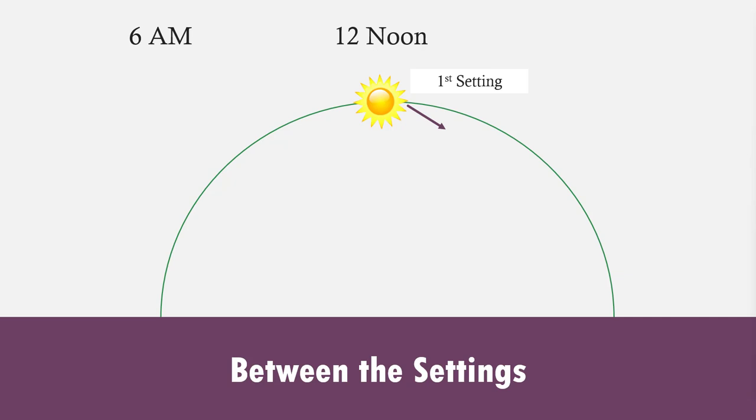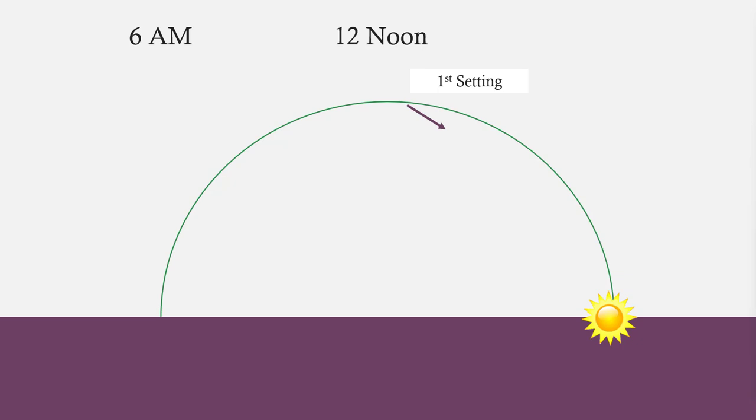Then the sun begins its downward path until it gets to the horizon. We'll call it 6 p.m. And when it goes below the horizon, that's the second setting. And so if you said, what's the time frame between 12 noon and 6 p.m.? Draw a little line, and we would call it 3 p.m., 3 in the afternoon. Now, that's on our clock. That's how we tell time.